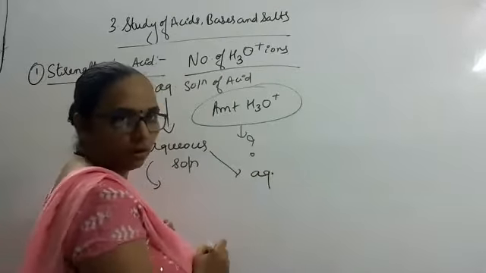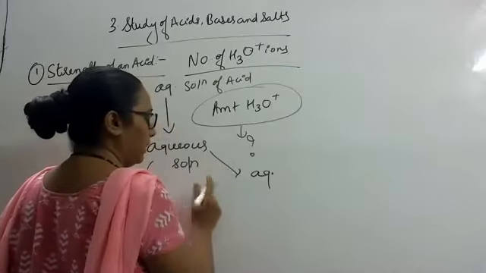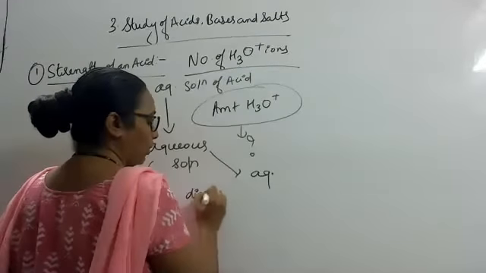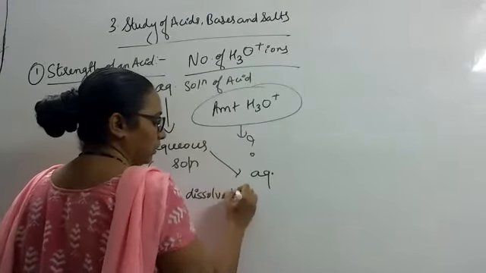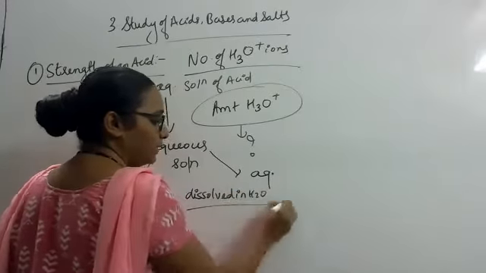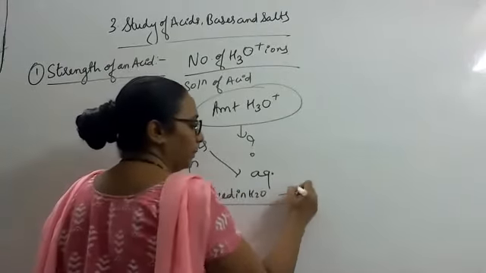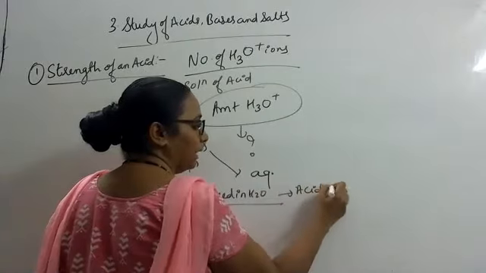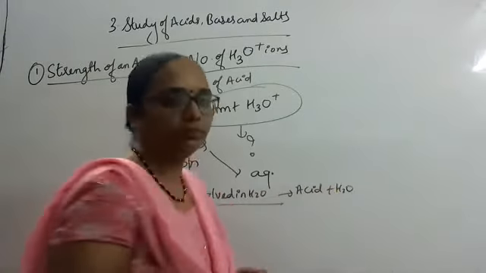a dot. So AQ means aqueous, meaning dissolved in water. An aqueous solution of an acid means acid plus water. Okay?